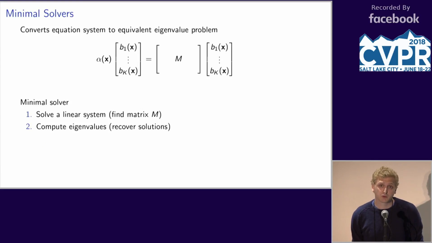So, most minimal solvers in computer vision try to convert the equation system into an equivalent eigenvalue problem. For eigenvalue problems, we have good numerical methods, so we can solve them. The minimal solvers typically work in 2 steps. First, you need to solve a linear system to recover the action matrix, and then you recover the solutions by computing the eigenvalues. The size of the eigenvalue problem depends on the number of solutions, and this is typically fixed for each problem. So to try to reduce the runtime of the solver, we can only try to reduce the size of the linear system we need to solve.